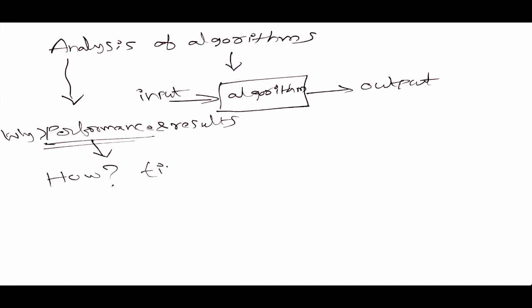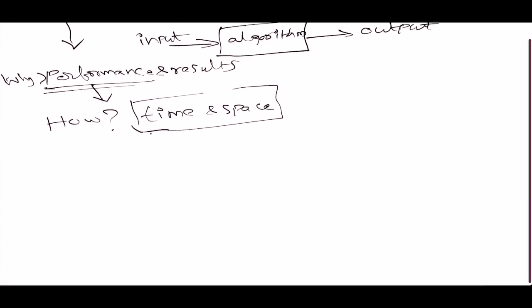We will analyze an algorithm with time and space complexity. We will compute the time it's taking and also the space it's consuming. These two factors are enough to analyze an algorithm. So now let's go to the time analysis.